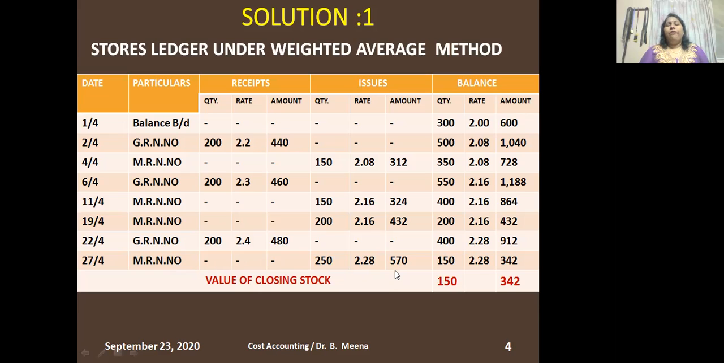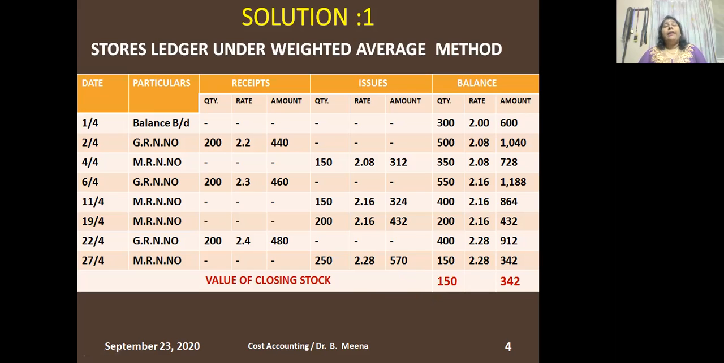Then I'll find out the value of stock that I issued to the production unit. That was 570. So once I completed, I'll find out the value of closing stock since it's the last date of this month. So 400 already existing. Out of the 250 I issued, what is the balance? 150. Then out of the value of the stock 912, I have to deduct 570, what is the balance? 342, right? So 342 is the value of the closing stock and the quantity is 150. So this is all about the weighted average method.